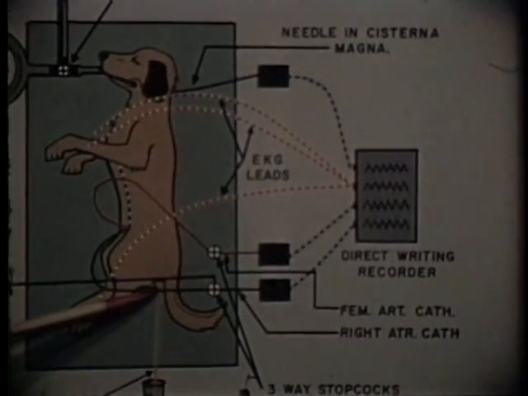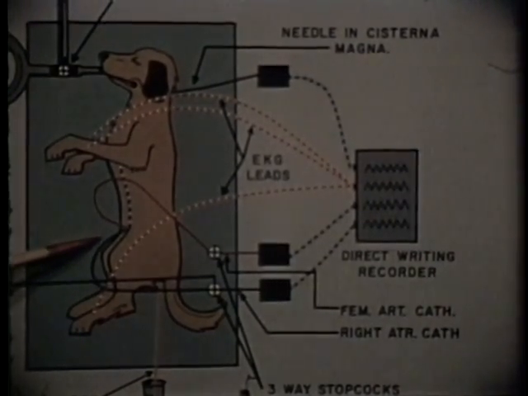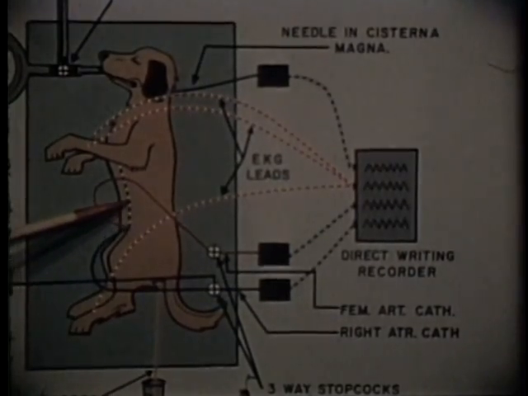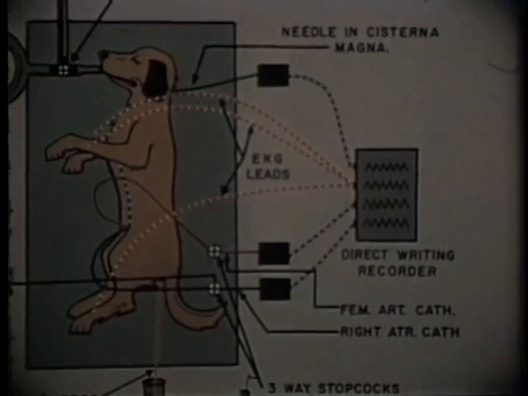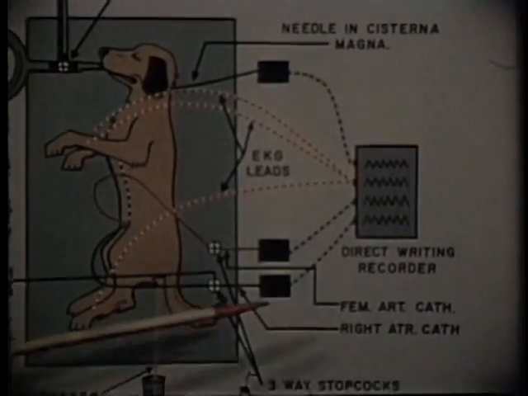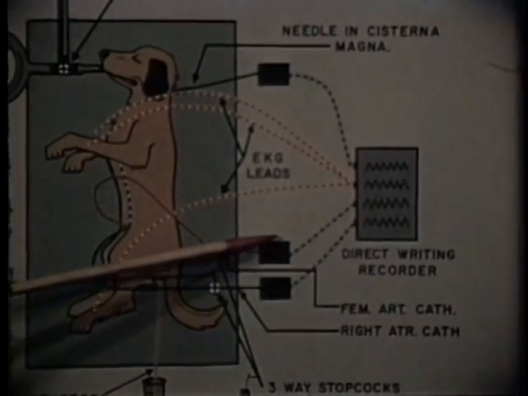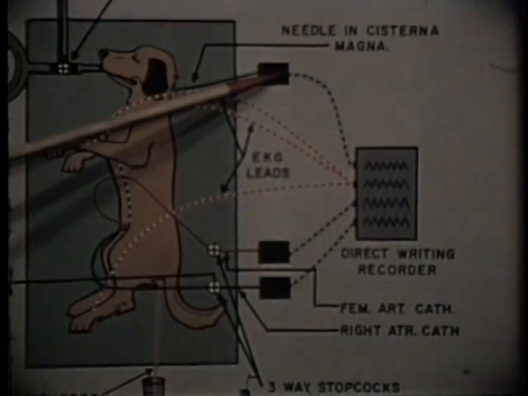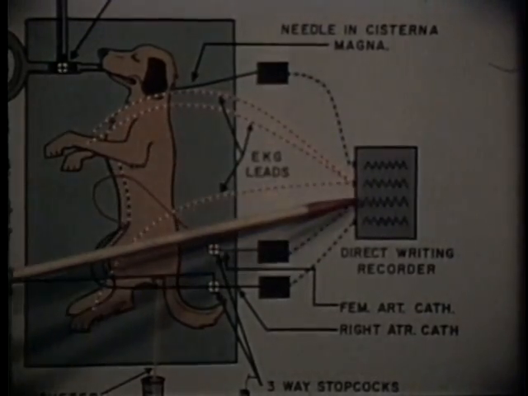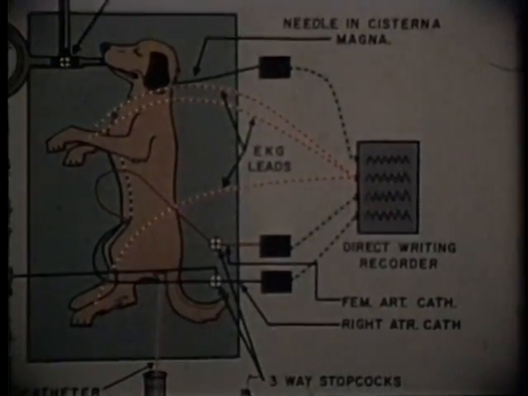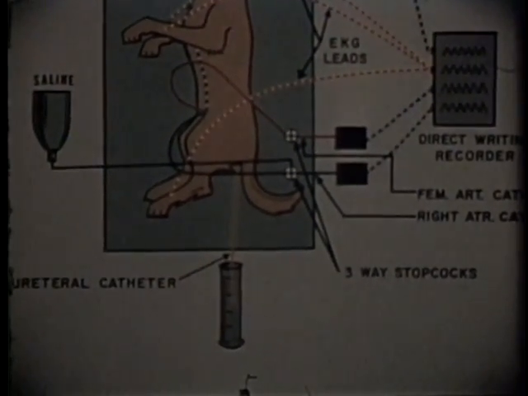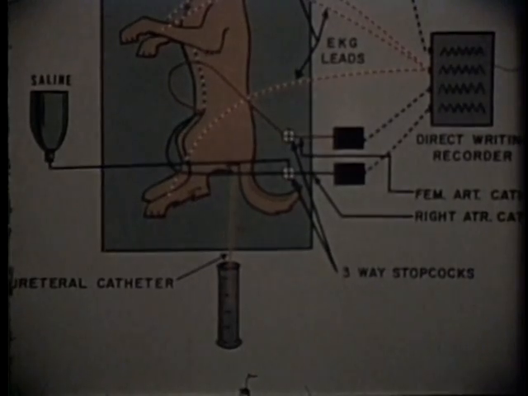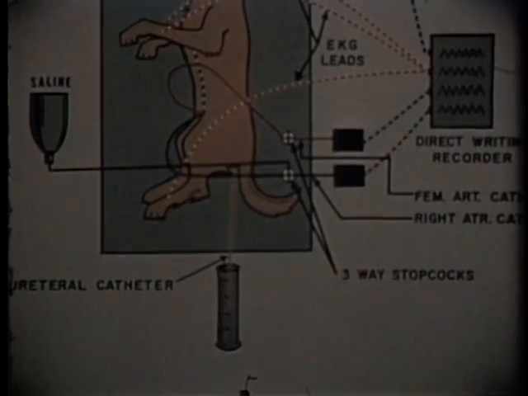Intrathoracic venous pressure is measured through a plastic catheter inserted through the femoral vein and passed up into the chest. All pressure measurements are made by pressure transducers and recorded with the electrocardiogram on a four-channel recorder. The urethral catheter leads to a graduated flask for measurement of urine excreted.